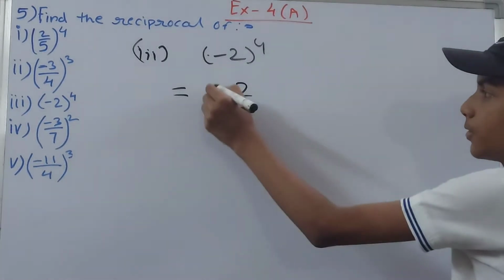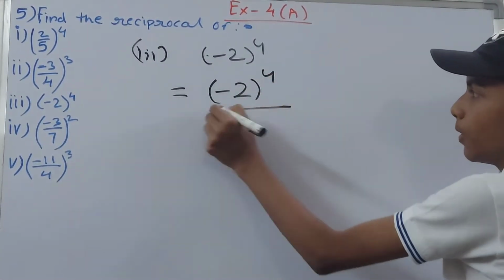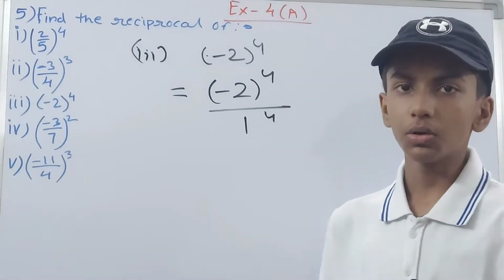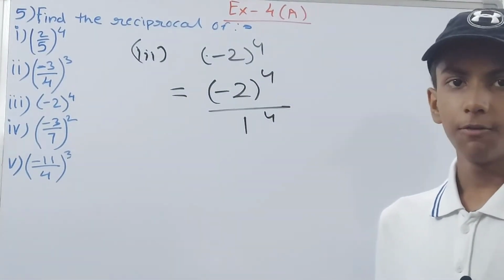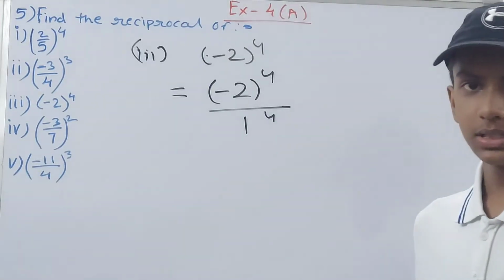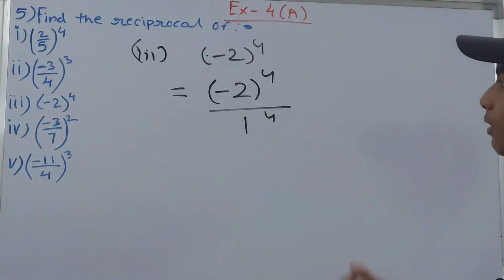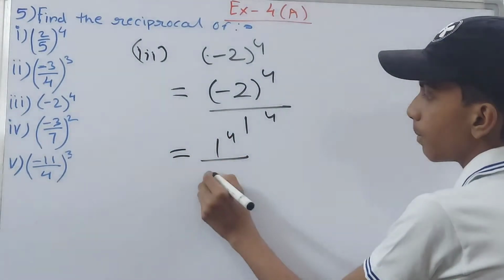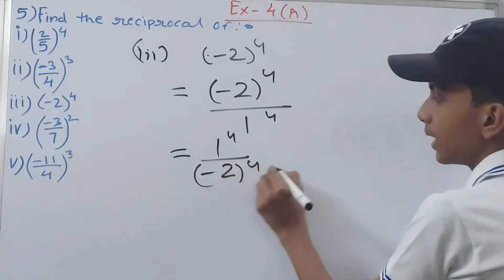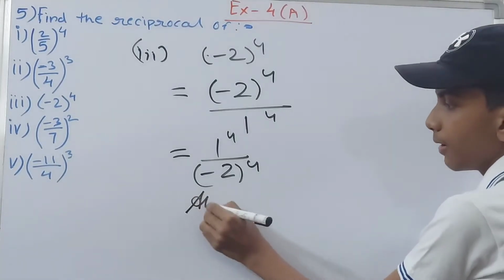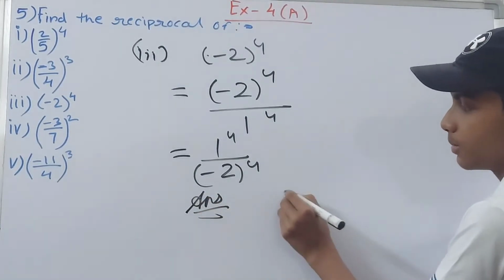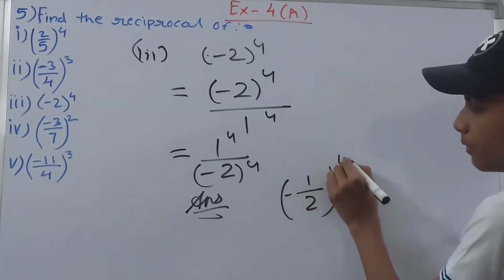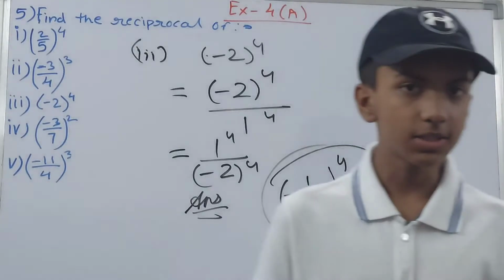1. So first of all, minus 2 to the power 4 upon 1. If I write 1 to the power 4, will it make any change? No, it will be the same, because any power of 1 is the same number, that is 1. Now we can reciprocate this, so we will get 1 to the power 4 upon minus 2 to the power 4. We can write this in brackets, so our final answer becomes 1 upon minus 2, to the power 4.